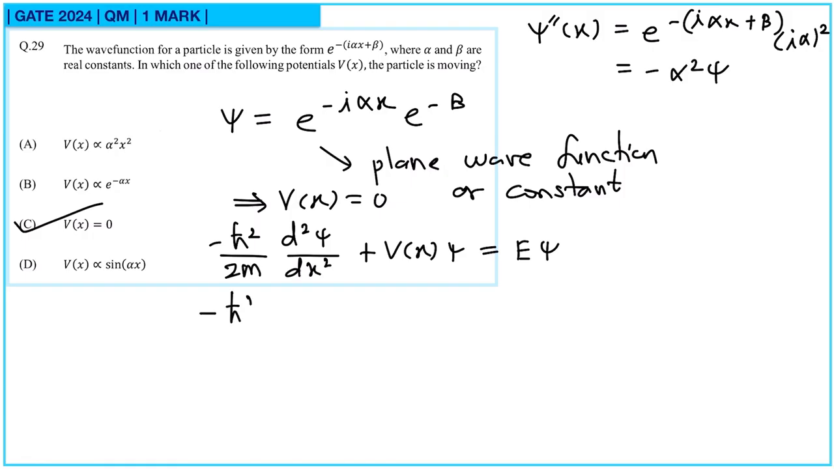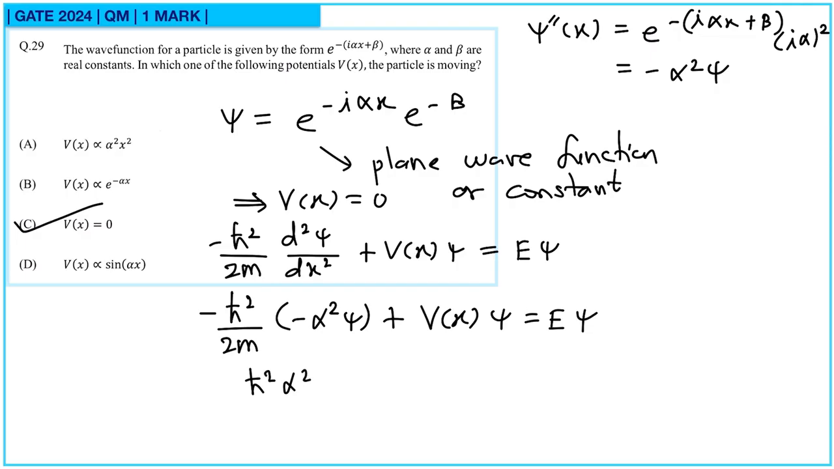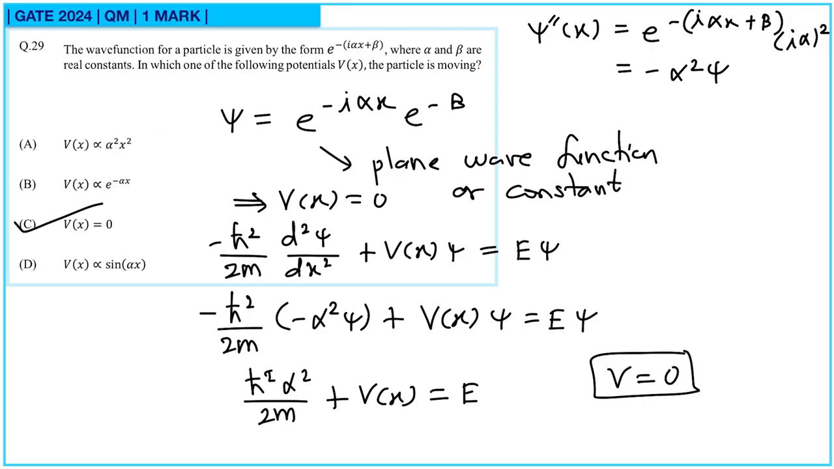So this is equal to minus h cut square by twice m into minus alpha square psi plus V of x psi is equal to E psi. So this is equal to h cut square alpha square by twice m plus V of x is equal to E. Now energy is h cut square alpha square by twice m. That means this V has to be equal to 0. So potential is equal to 0.